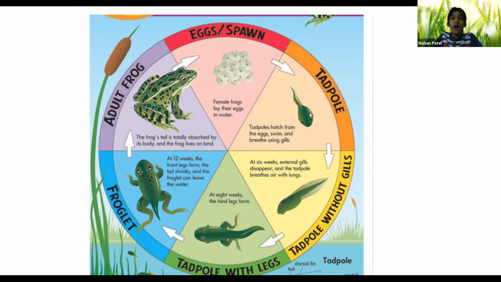At 8 weeks, the hind legs form, and at 12 weeks, the front legs form and the tail shrinks, and the froglet can leave the water. And our last is our adult frog. The frog's tail is totally absorbed by the body, and the frog lives on land.